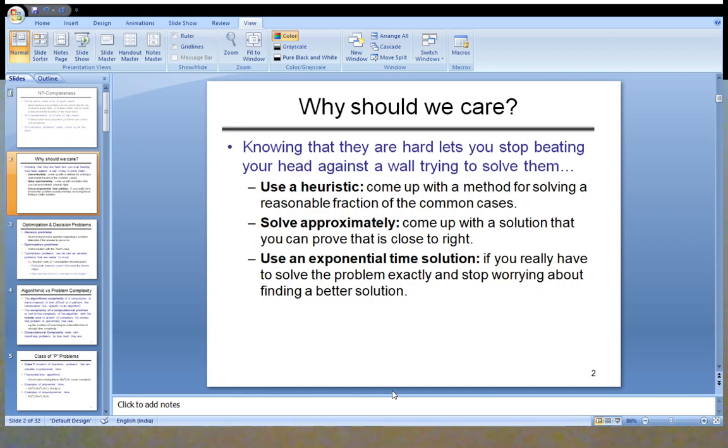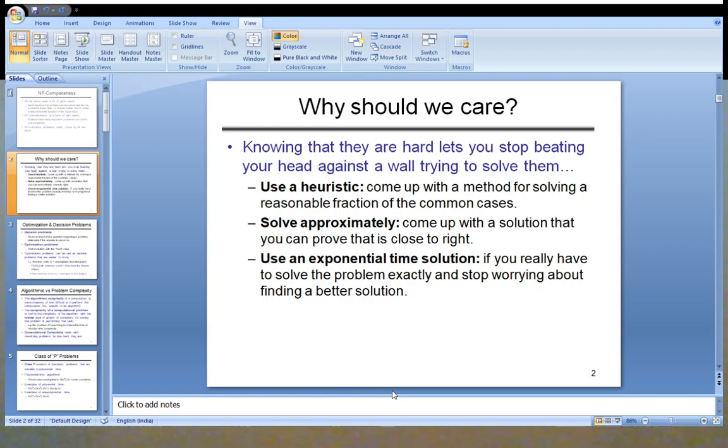In approximation we come up with a solution that you can prove is not the exact solution, but is very close to the right solution. It means you are not declaring that this one is the best solution, but you are providing a solution that is very close to the best solution. And in heuristics, you solve the problem using some random sequence that you guess could be the results.